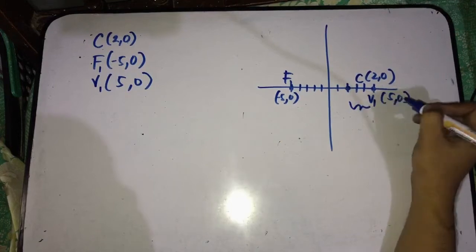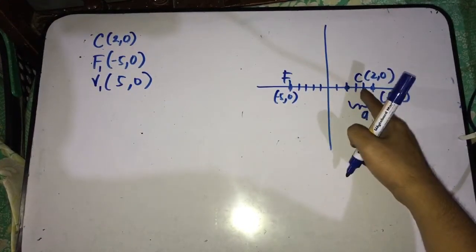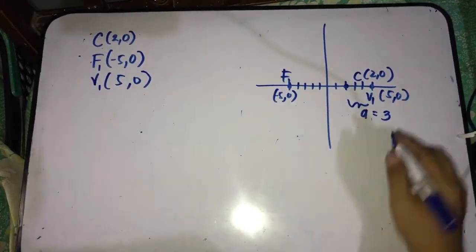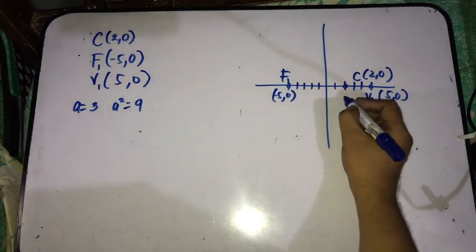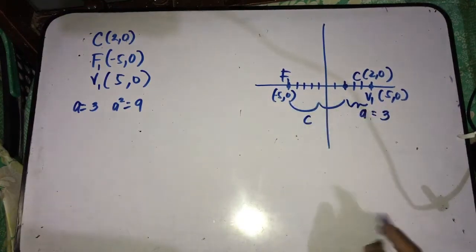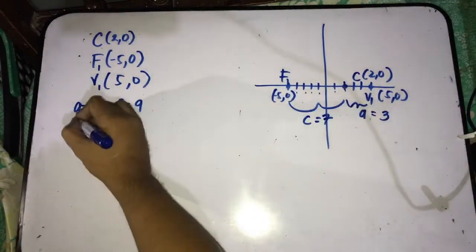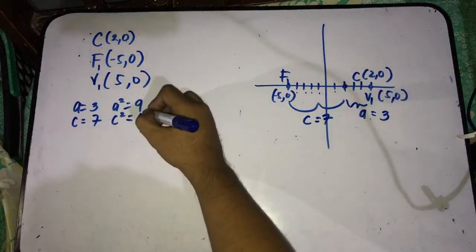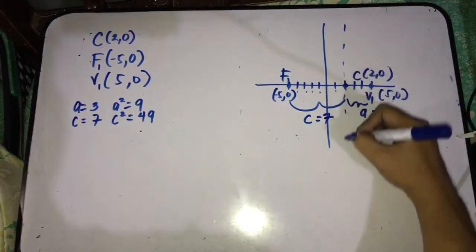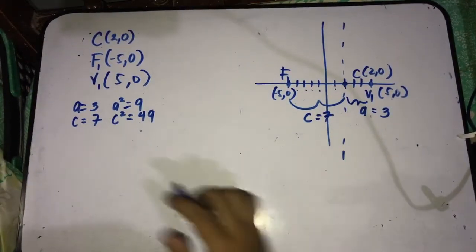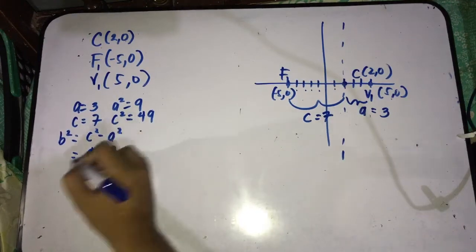So let us analyze the graph. Remember that from the center going to the endpoints of the vertices, that is given as a. And that a is equal to 3. So let's write here a is equal to 3, therefore a squared is equal to 9. And from the center going to one point of the foci, that is c. Let us count, and the value of c would be 7. Therefore, c is equal to 7, c squared is equal to 49. Based on this graph, we could say that our hyperbola is horizontal since the endpoints of the foci, the center, and the vertices are located on the x-axis.